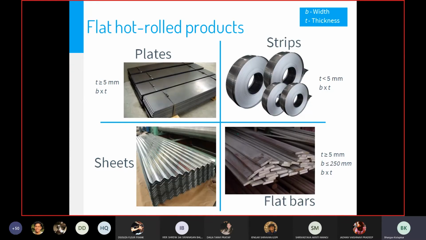So the family of flat hot rolled products consists of plates, which are thin but wide. Then there are strips, which are extremely thin and wide. Then there are sheets, which are corrugated. And finally, there are flat bars, which are thin but very narrow.